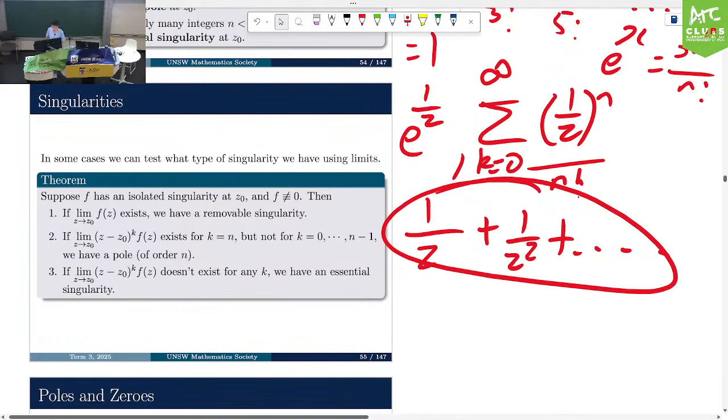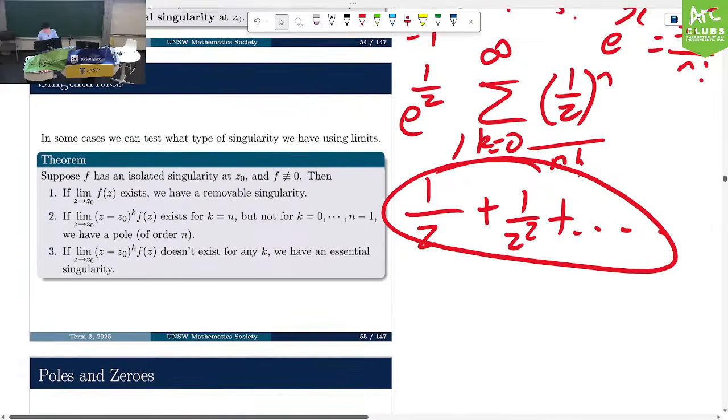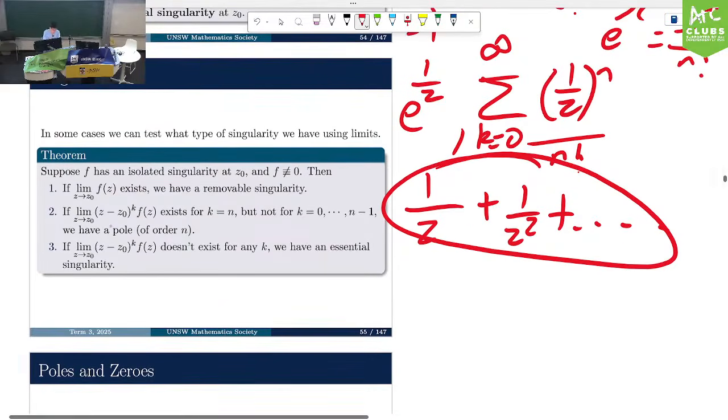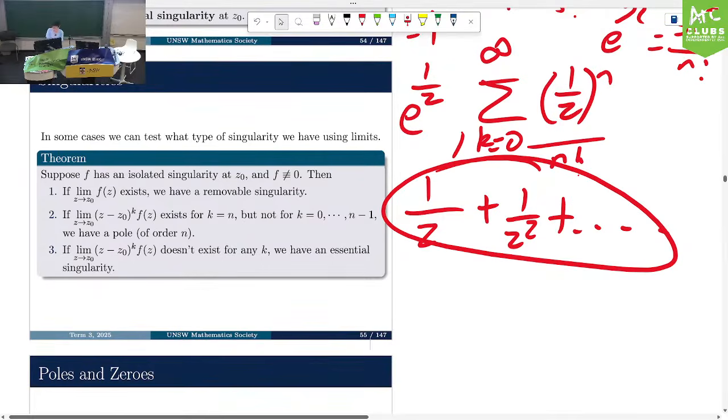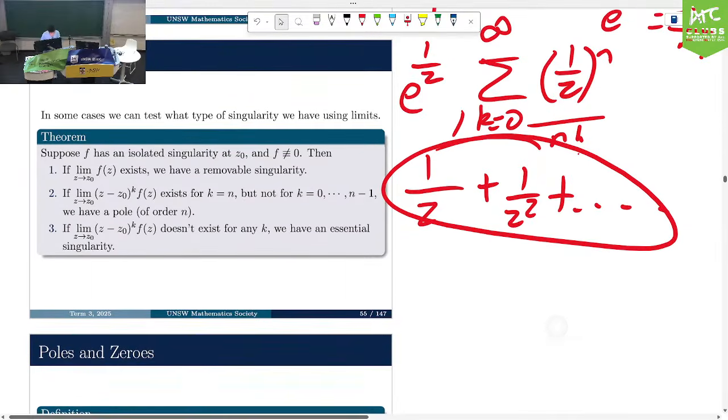Next, to check the poles, you need to multiply the function by some kind of factor. So if you multiply it by specifically a high enough power k, and then the limit at that point exists, then we'll call that a pole, specifically of order k.